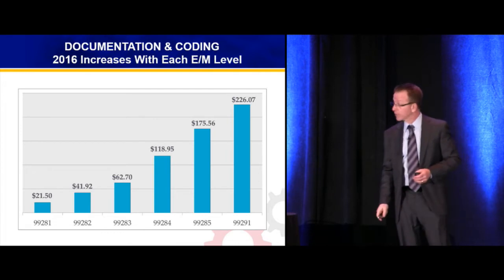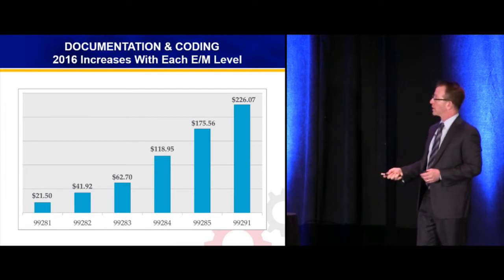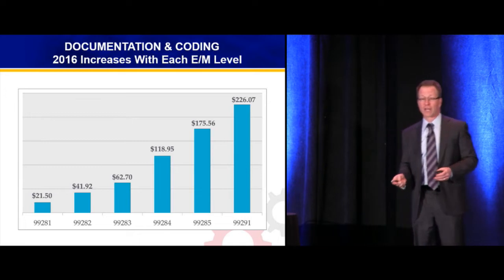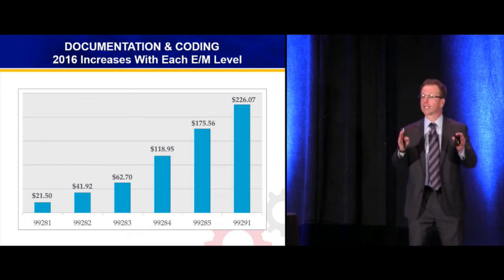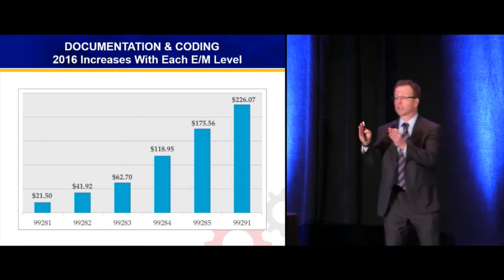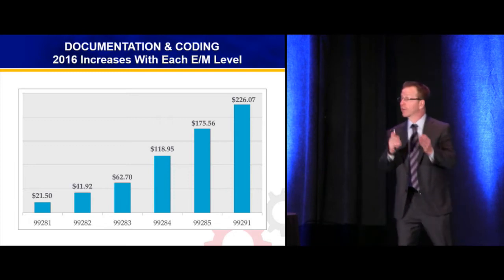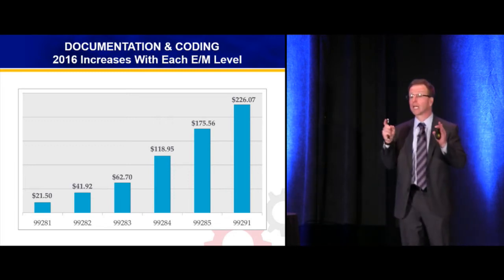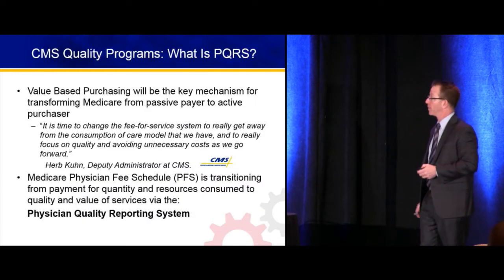$175.56 for 99285. Poor Dr. Ed, goofing up his HPI, struggling in Epic with all those HPI down codes, it's going from $175 down to $62.70. And again, when we talk about the difference between a 5 in critical care, between a 4 and a 5, a 3 and a 4, they're almost the same. So each one of those levels is very important.